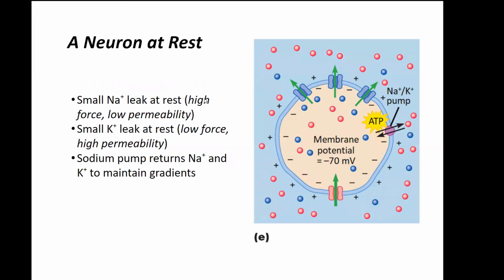Okay. But at rest, we have very little sodium leaking because we have a high force for sodium, but the membrane isn't very permeable to it. We don't have very much potassium leaking out of the cell because even though our membrane is pretty permeable to potassium, we don't have very much force because we're almost at the equilibrium potential. And we remember that those chemical and electrical forces in potassium are competing. We have the sodium pump that's just maintaining our gradients, keeping those forces in this direction in this situation, making sure we have sodium and potassium in the right places.